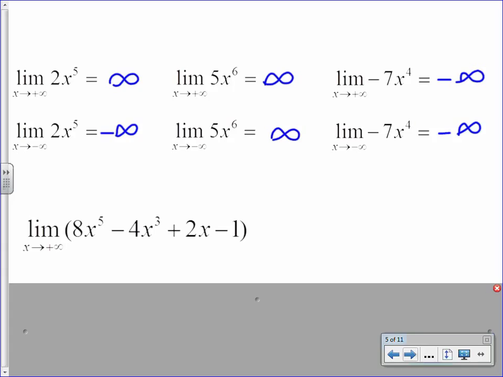Okay, so I have a polynomial with more than one term. Does it change? No. Our highest degree is right here, 8x to the fifth. So what is happening towards positive infinity? It is rising.